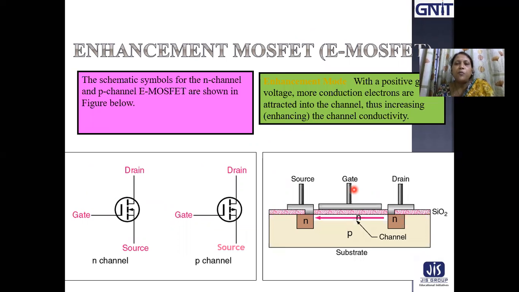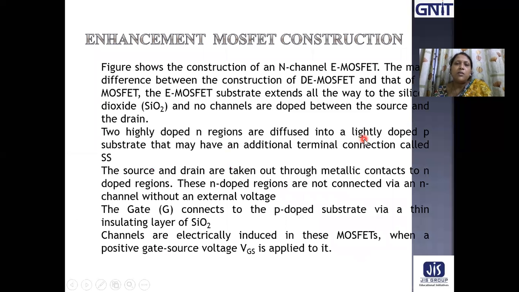So, enhancement mode MOSFET or eMOSFET. The schematic symbol for the N channel and P channel MOSFET is shown in the figure below. This is the N channel enhancement type MOSFET. This is the P channel enhancement type MOSFET. In enhancement mode, with a positive gate voltage, more conduction electrons are attracted to the channel, thus increasing the channel conductivity.